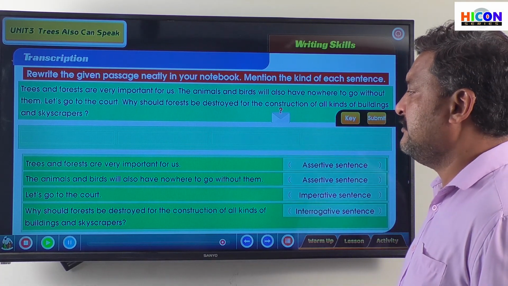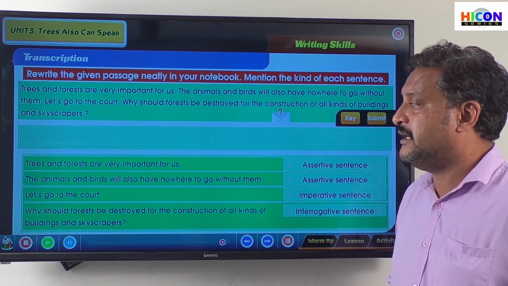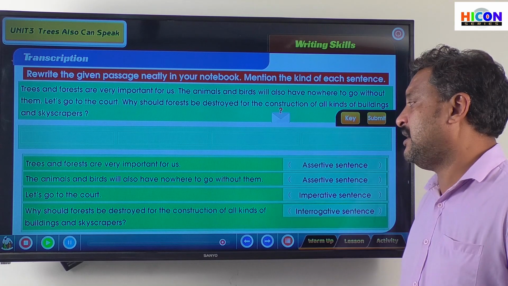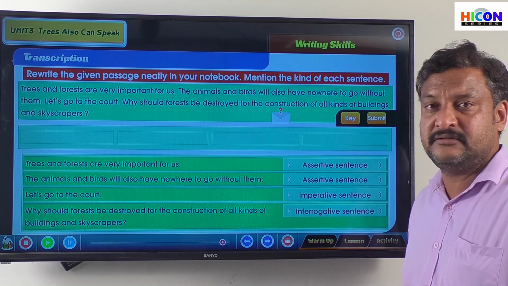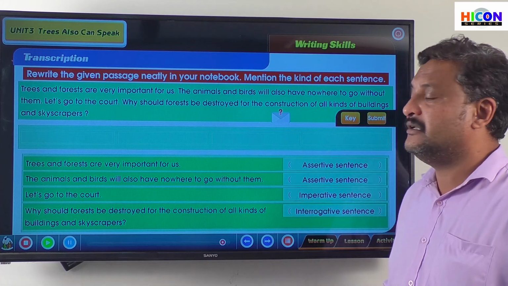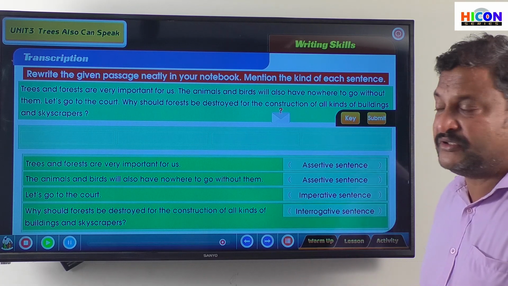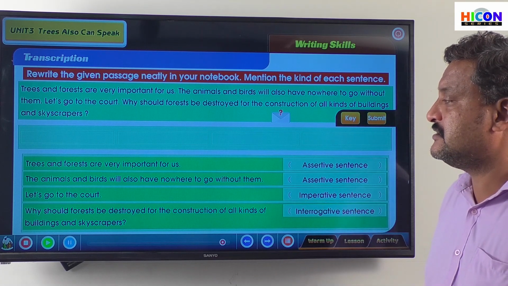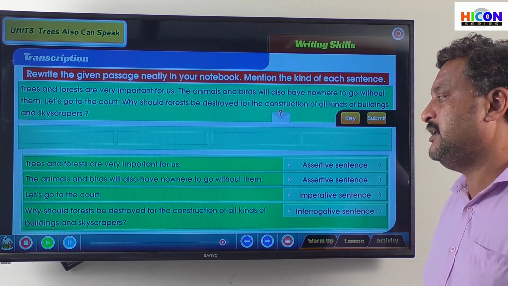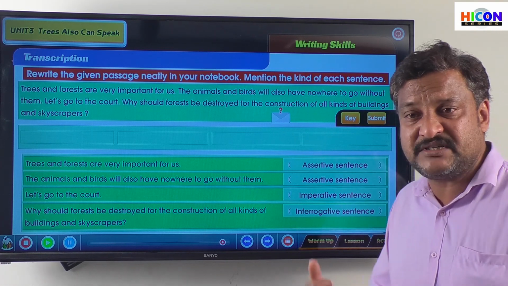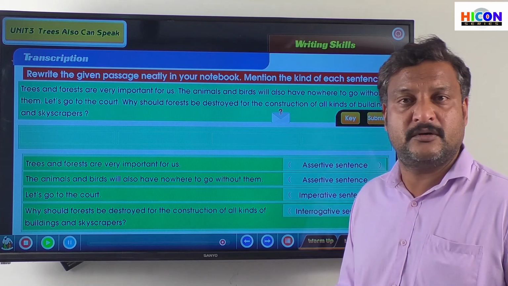Trees and the forests are very important for us is an assertive sentence, a common statement. Then the animals and the birds will also have nowhere to go without them is also a common statement, so we call it an assertive sentence. Let's go to the quote is a threatening, so that is an imperative sentence. Why should forests be destroyed for the construction of all kinds of buildings and skyscrapers is a question, so that is called an interrogative sentence, right?